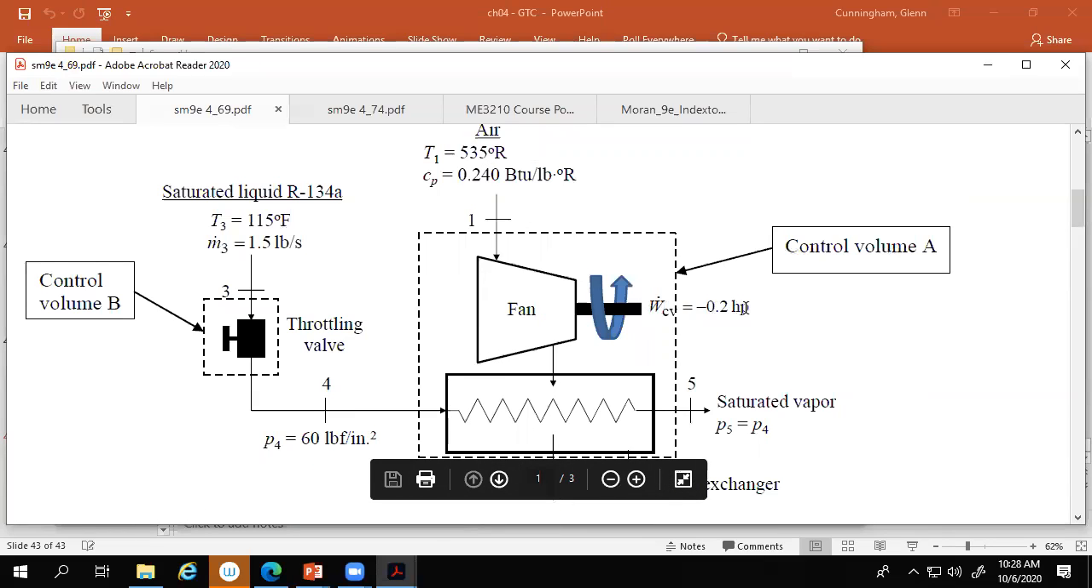A little fan, putting in 0.2 of a horsepower. And we got saturated vapor coming out. So see, that's what happens to that refrigerant. It's mostly liquid coming in, and it boils away. And the energy for that boiling process comes out of the airstream, and so it cools down the airstream. That's what happens inside that coil. That refrigerant is mostly liquid coming in, and it boils, so it's all vapor coming out.